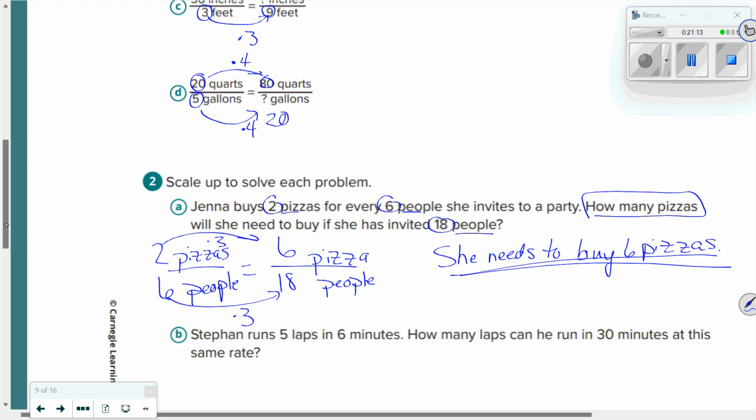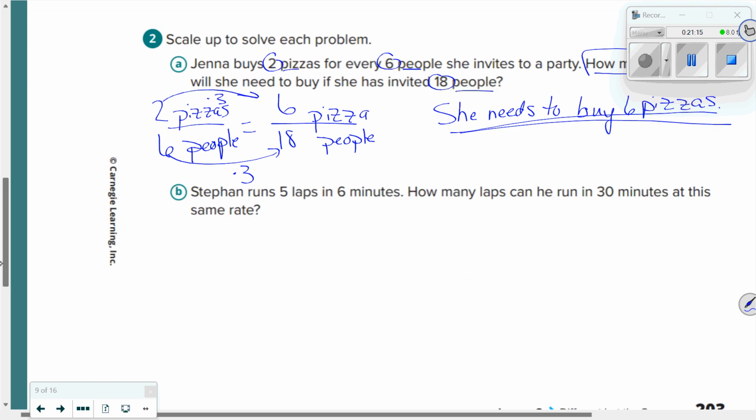Last one. Stefan runs 5 laps in 6 minutes. How many laps in 30 minutes? Great. So I've got 5 laps, 6 minutes equals laps, 30 minutes. What's my third piece of information? 30 minutes. Is it going on top or bottom? Bottom. That's where my minutes are.